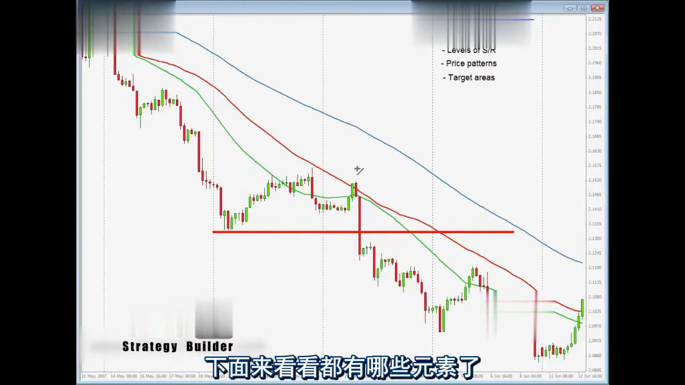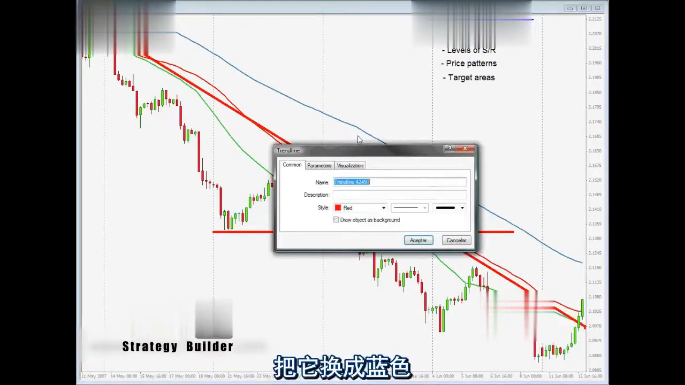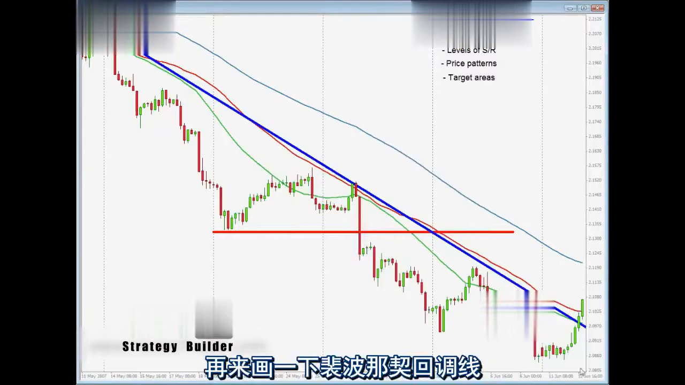All right, fair enough. Let's see what other elements we have around here. All right, well, we have a trend line here. Let me mark it in blue. There we are. We have a downtrend like that. Let's draw some Fibonaccis.